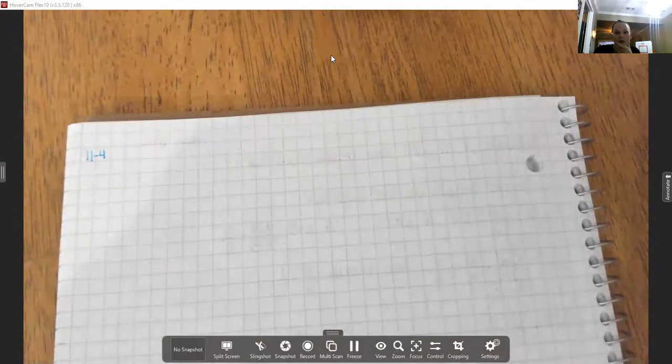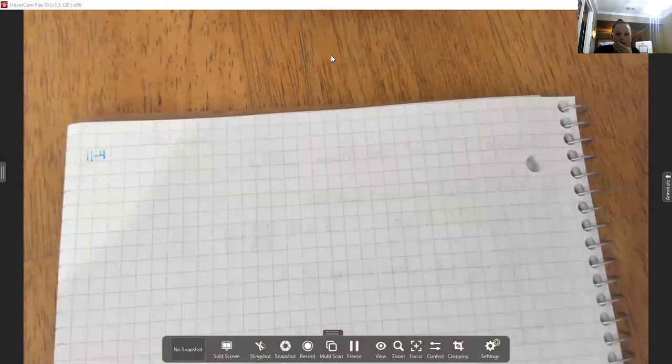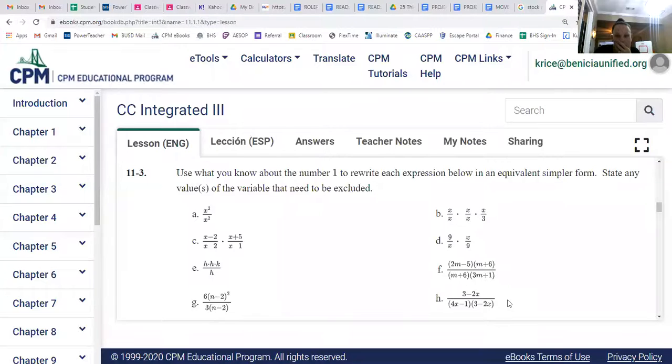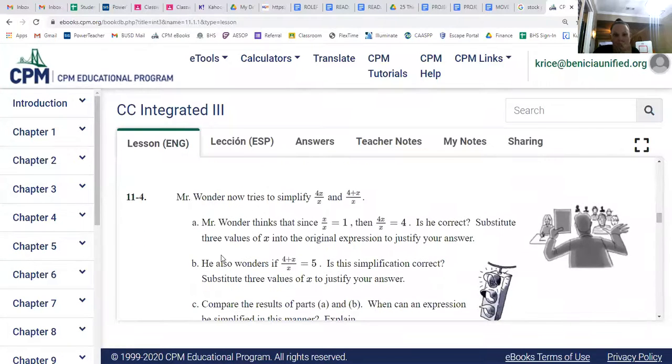So Mr. Wonder, again, tries to simplify 4x over x and 4 plus x over x. He thinks that since x divided by x is equal to 1, then 4x divided by x is equal to 4. Is he correct? Substitute 3 values of x into the original expression to justify your answer.